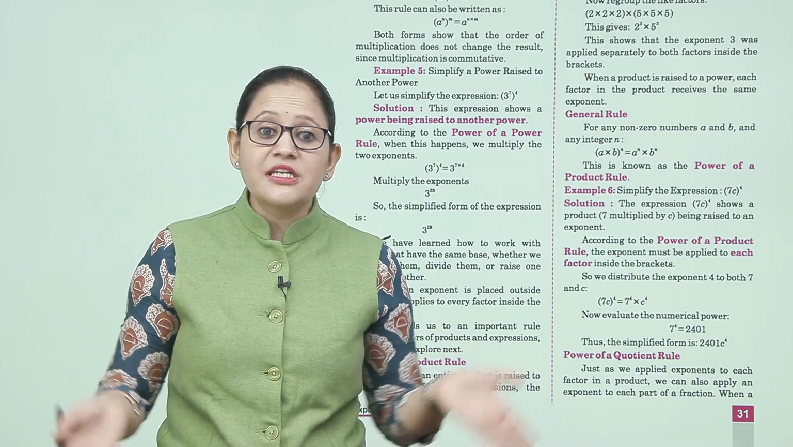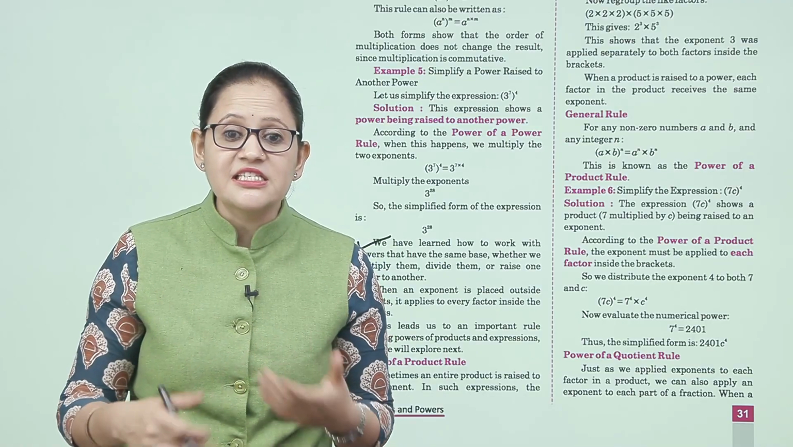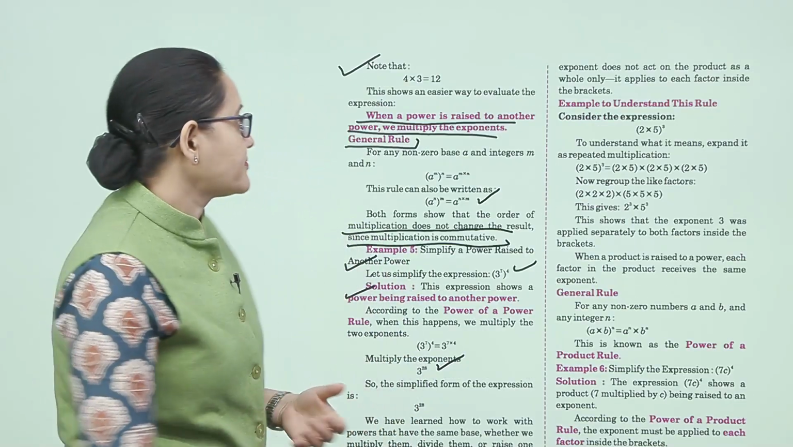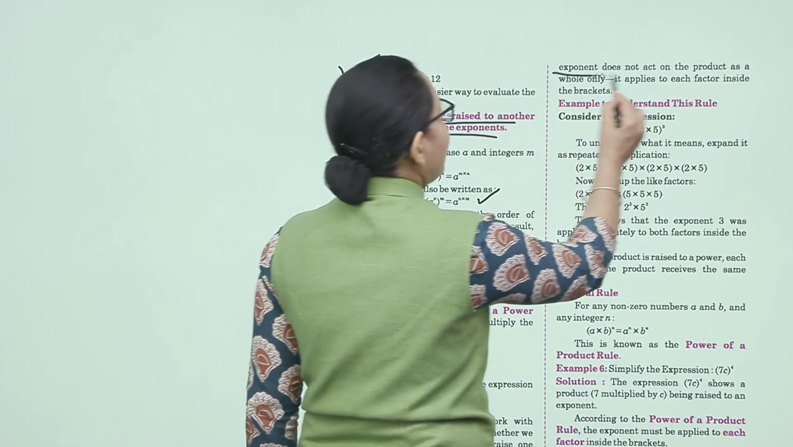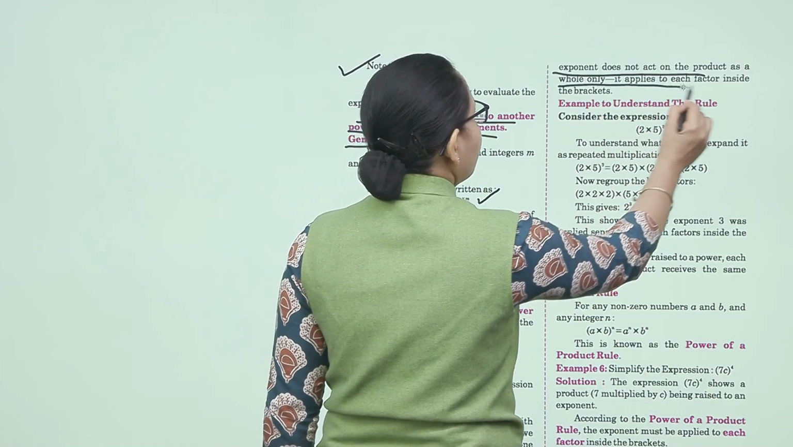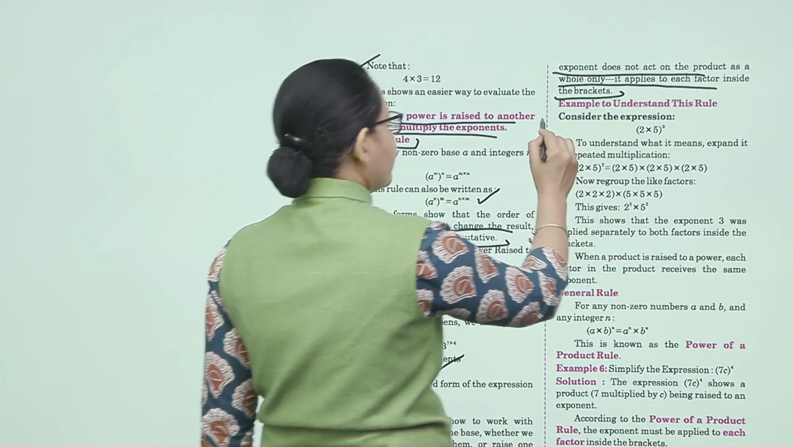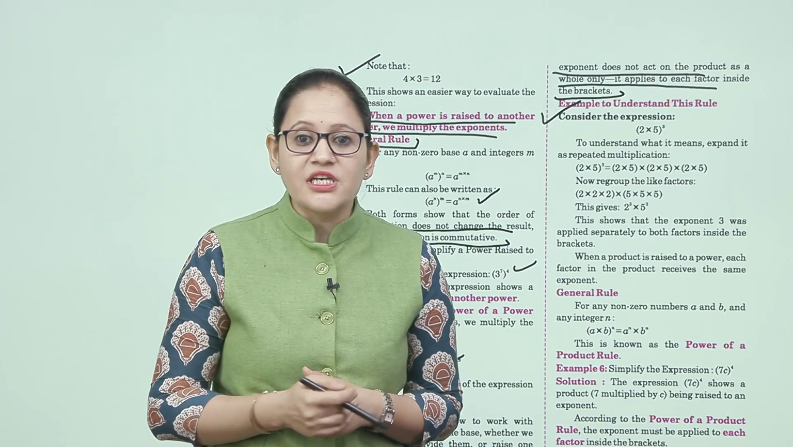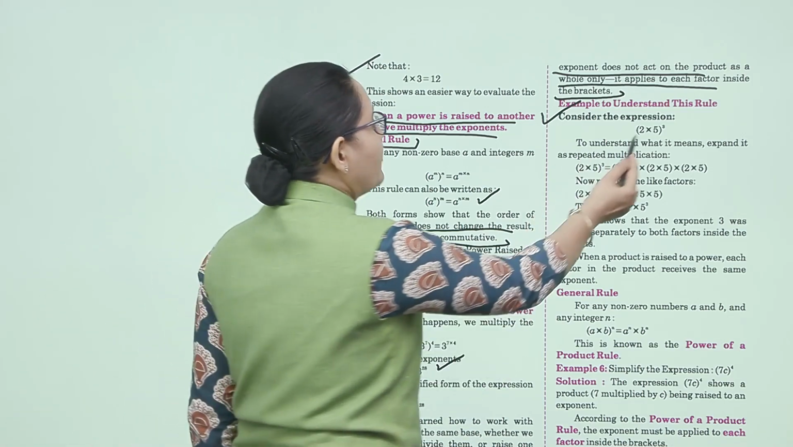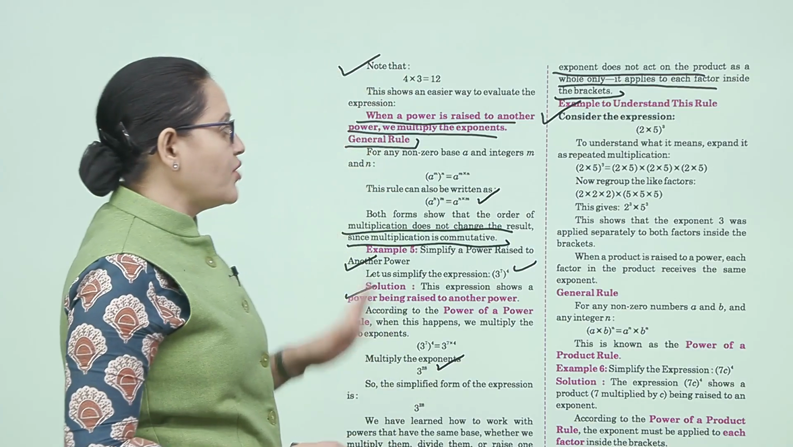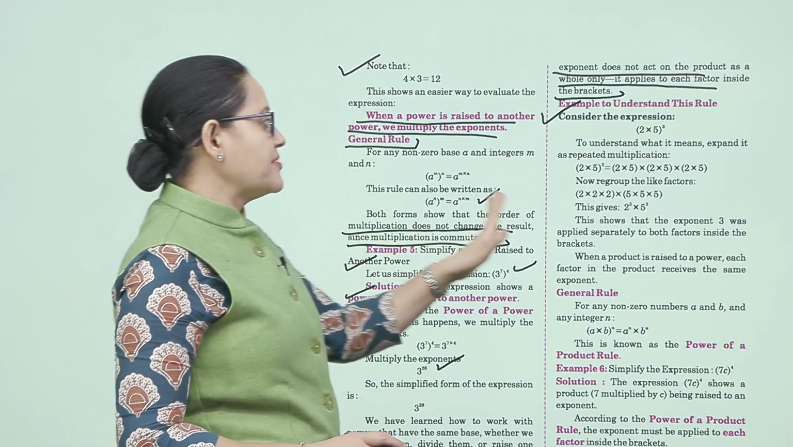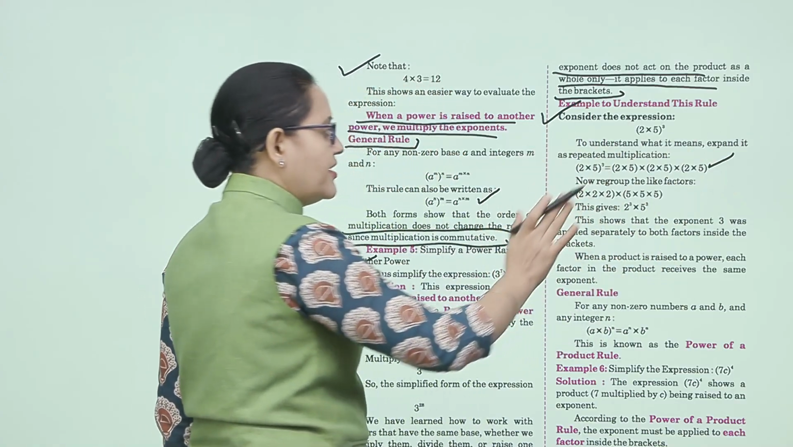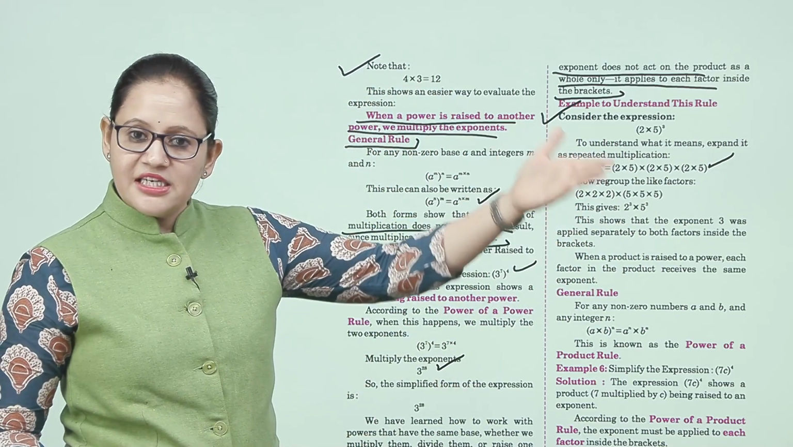Sometimes the entire product is raised to an exponent. In such an expression, the exponent does not act on the product as a whole only. It applies to each factor inside the bracket. We'll take an example here to understand this. Example: to understand this rule, consider the expression (2 into 5) to the power 3. To understand what it means, expand it and repeat the multiplication. So this is how we are going to expand it: 2 into 5 multiplied by itself 3 times.